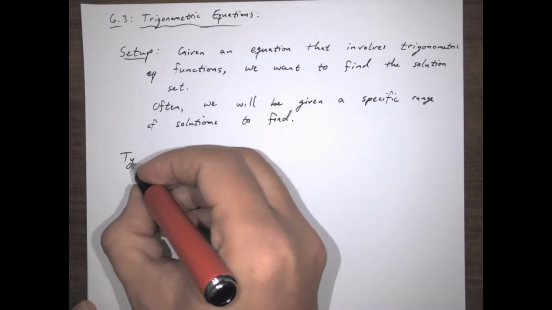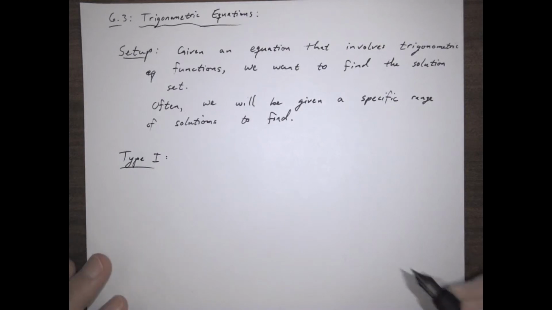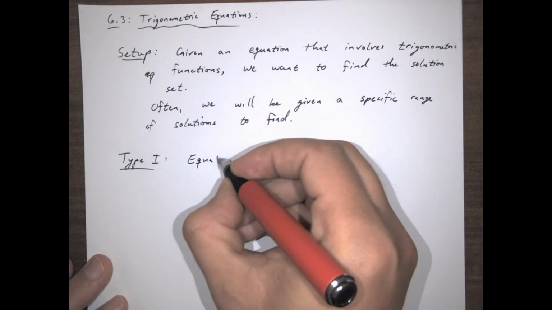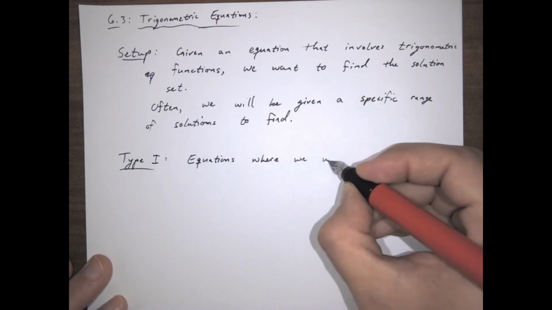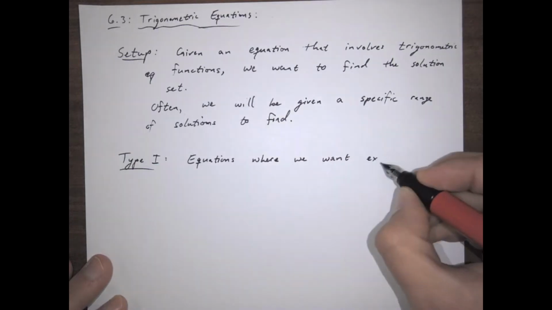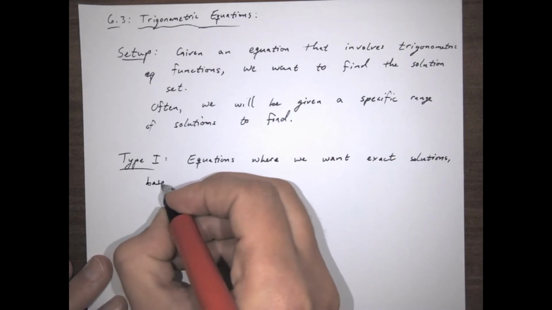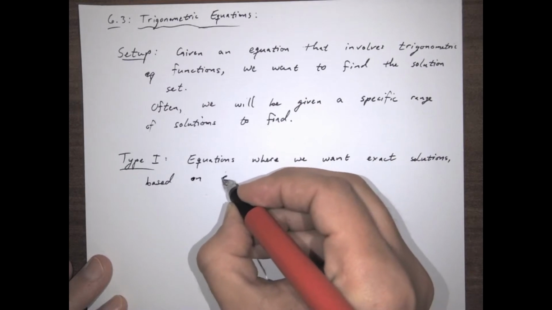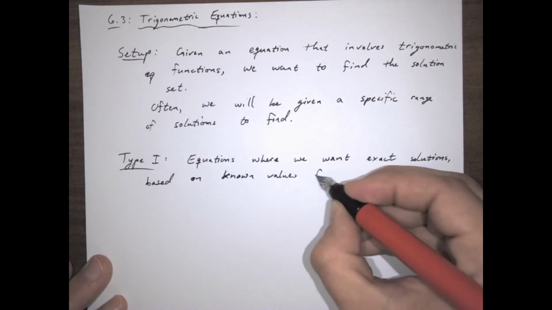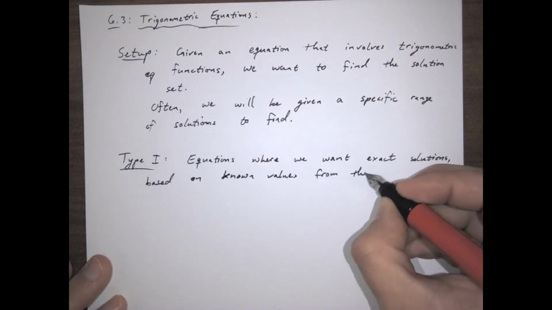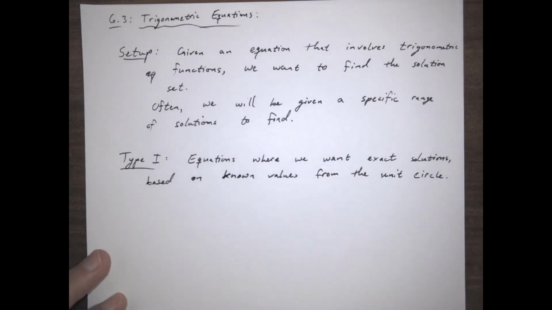So the first type of equation that we're going to have to solve, type one. These will be equations in which we will be asked to find the exact solutions. So these are equations where we want exact solutions. And this will be based on known values from the unit circle. So this is type one. All right.